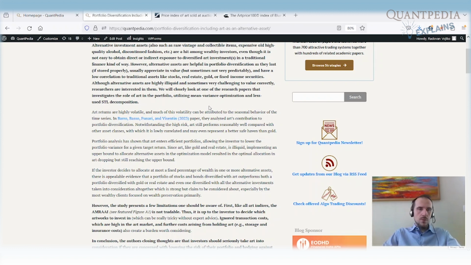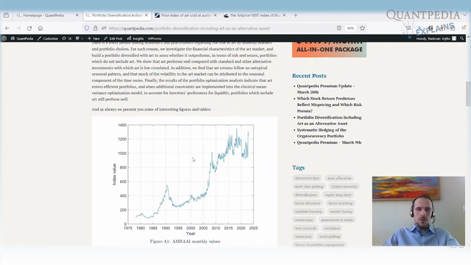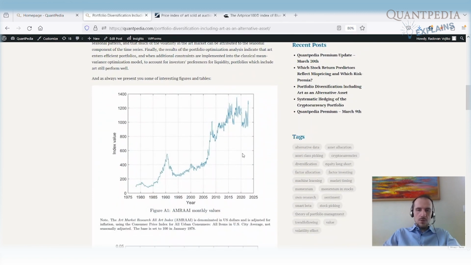If you remember, a few weeks ago we tried to answer the question of how much Bitcoin we should have in the portfolio, and in this case the researchers tried to answer how much art we should have in the portfolio from the mean variance point of view. The researchers are using the art index called AMR-AAI, and that's the added value. Here is the index. The index is not tradable, but it's one of the few indexes that has weekly data.